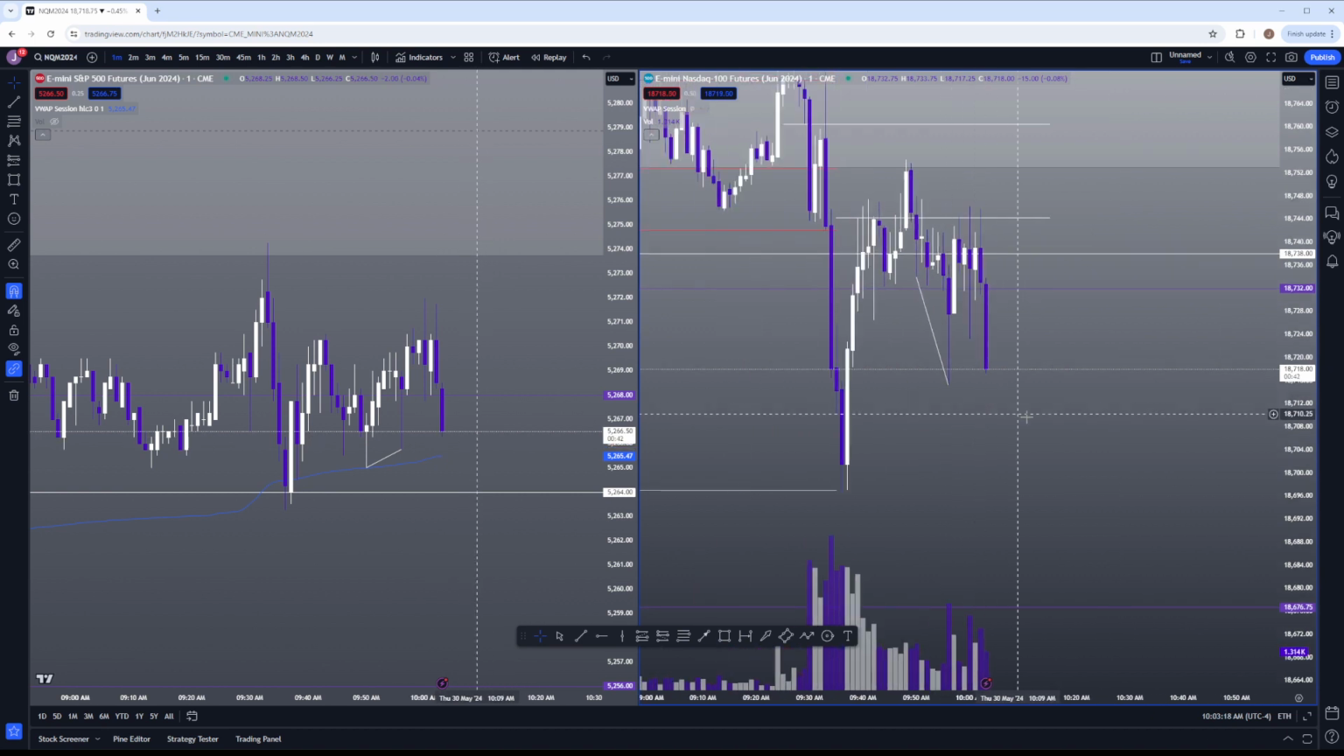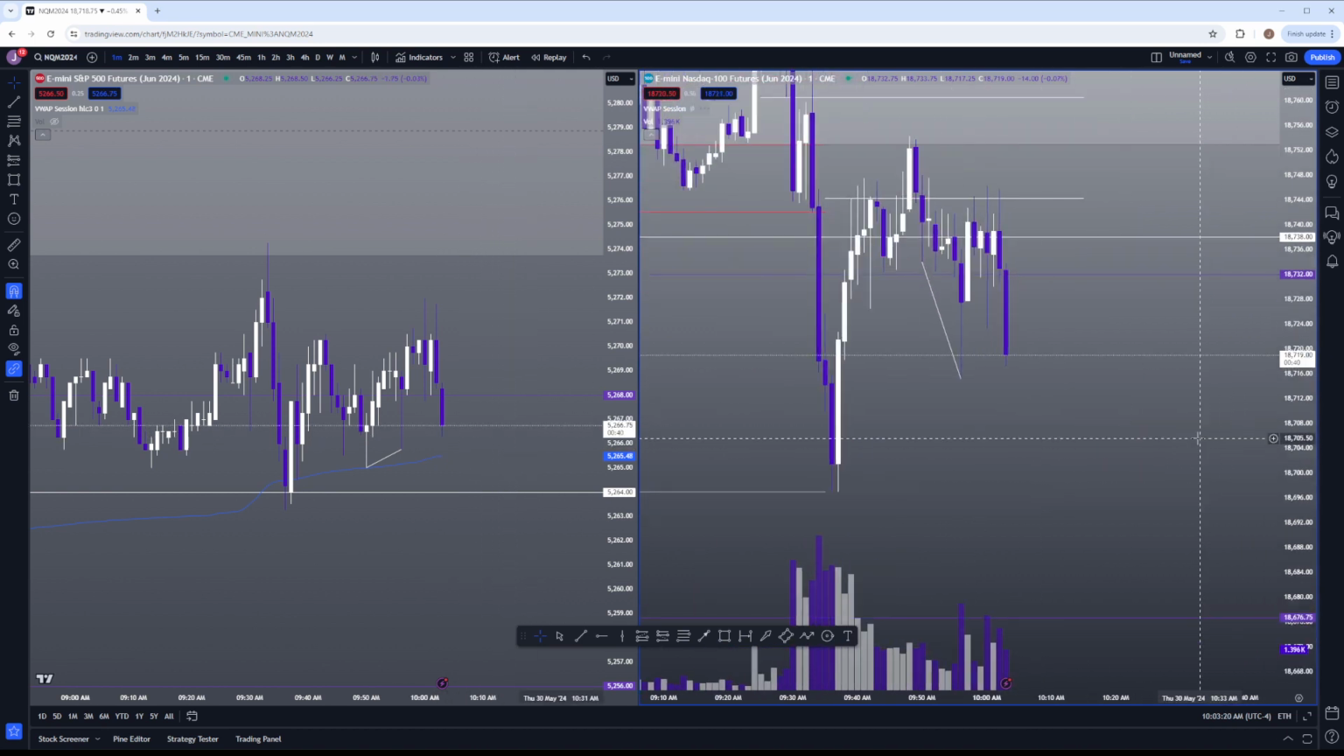All right, just waiting for that breakout, waiting for some kind of displacement. Yeah, exactly. Need to see some kind of displacement. And we can't even get displacement on the 1 minute right now.